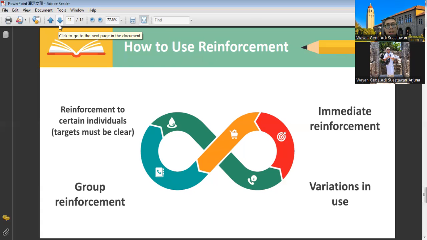When we want to give reinforcement to the students, we have to be more creative. We have to be more innovative so that the kinds of reinforcement can be renewed and students do not feel bored, so that the learning process does not feel monotonous.